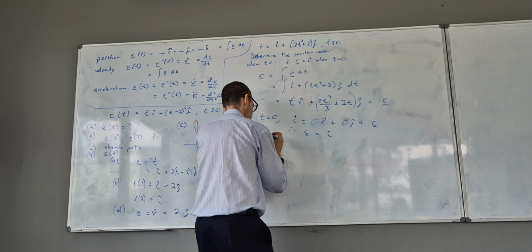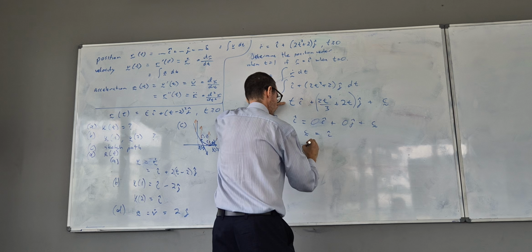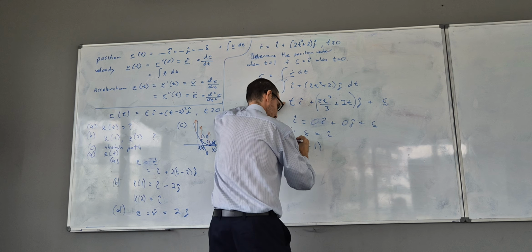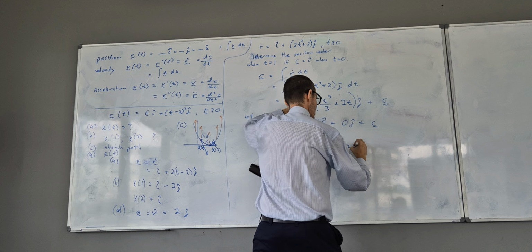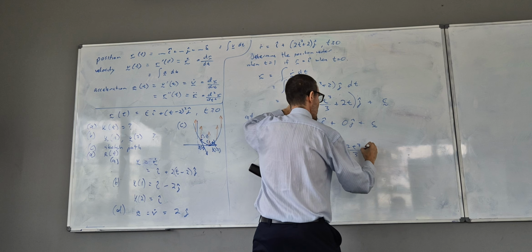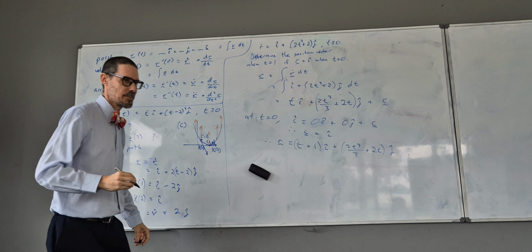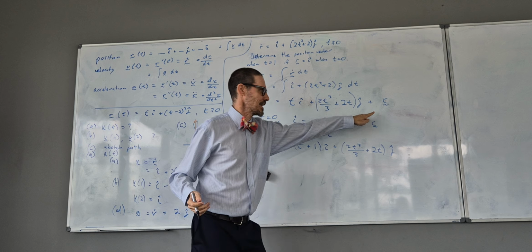Therefore, r is t plus 1 i hat plus 2t cubed on 3 plus 2t j hat. Does that make sense, Julia? Does that make sense, Ben? Make sense, Ryan? The only difference for you, Ryan, is this is a vector.